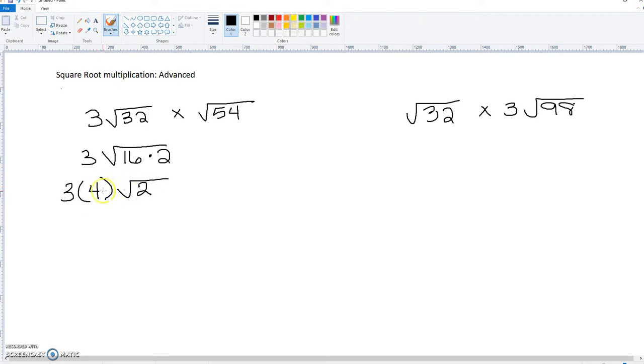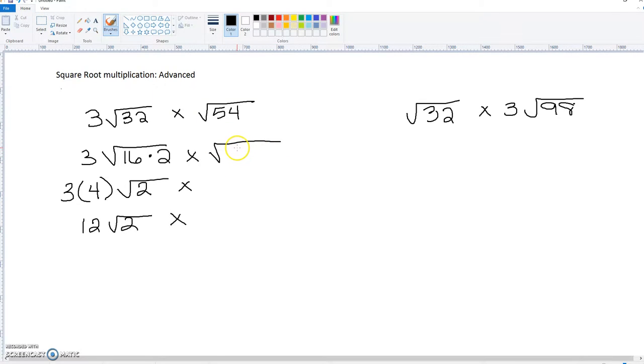Okay, so this is the part where I remind you that if you had that tool, it would help a little bit in this process. Of course, you'd still have to multiply by 3. So while we've got that cool tool, we still have to do a little bit of work. So 3 times 4 is, of course, 12 square root of 2. Now we're going to do the same thing with the 54. I'm going to bring down this multiplication sign for a second.